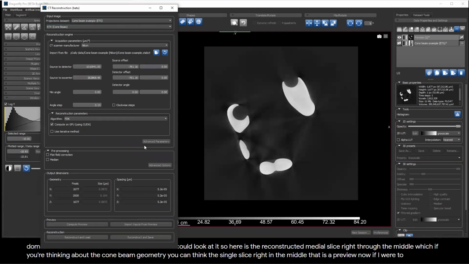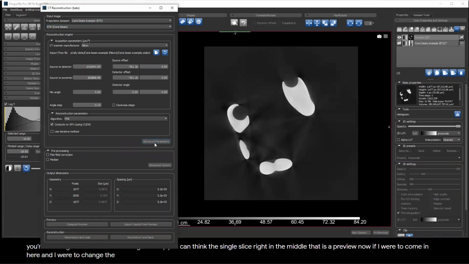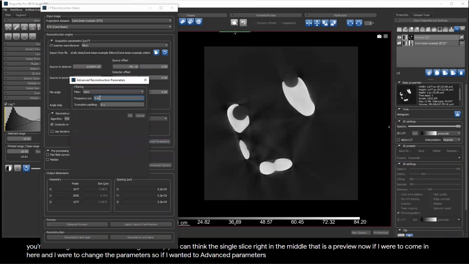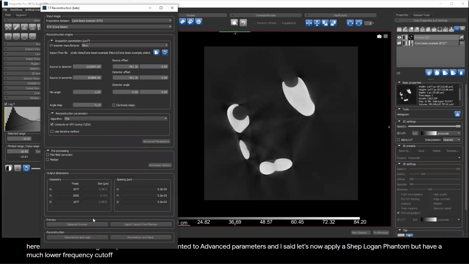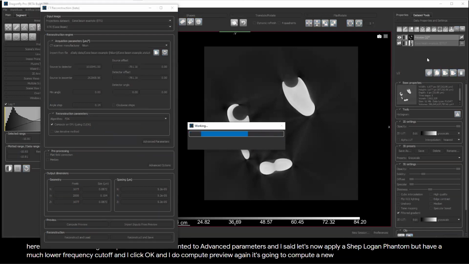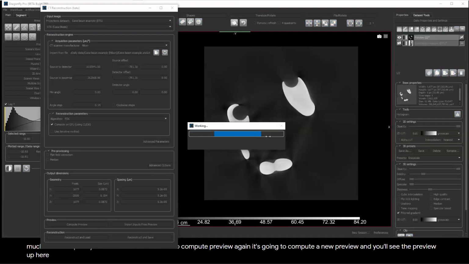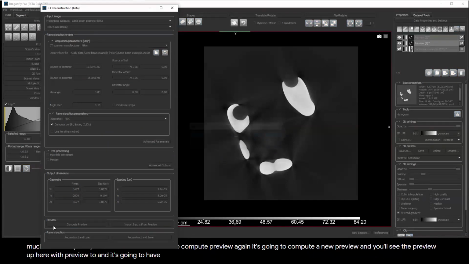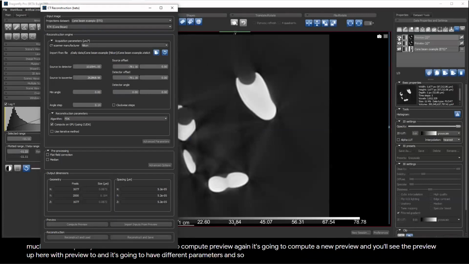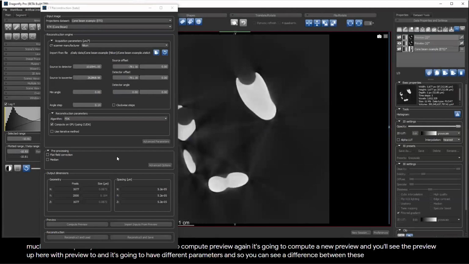Now, if I were to change the parameters, so if I went under advanced parameters and said let's now apply a Shepp-Logan filter, but with a much lower frequency cutoff, and I click OK and do compute preview again, it's going to compute a new preview. You'll see the preview up here as preview 2, and it's going to have different parameters. So you can see a difference between these two images.